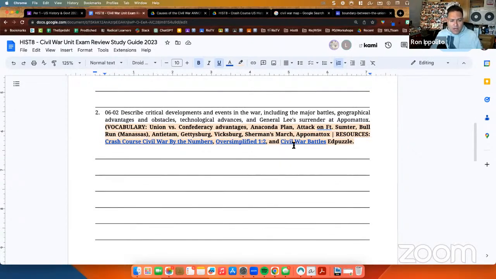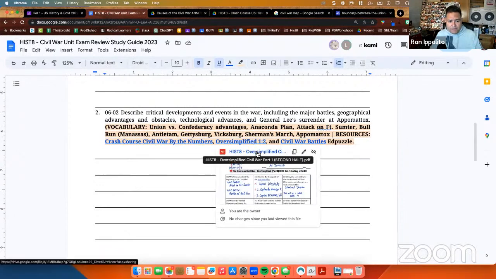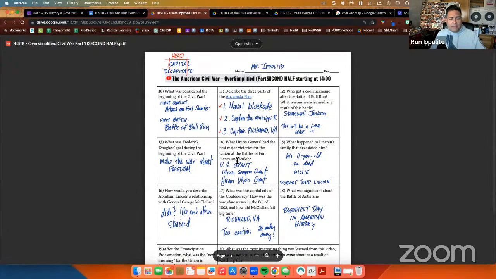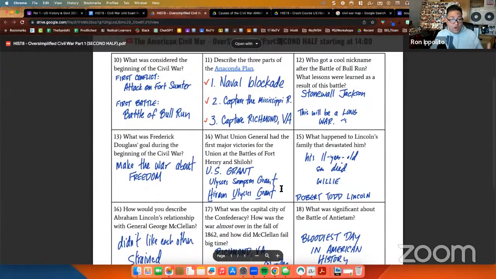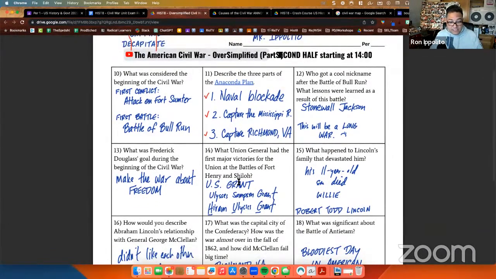Okay, moving on. This was the EdPuzzle, the Civil War battles. Did we already talk about Oversimplified? I think Oversimplified is good at reviewing stuff that we already previously learned. There's the Anaconda Plan again. There's a mention of Ulysses S. Grant.